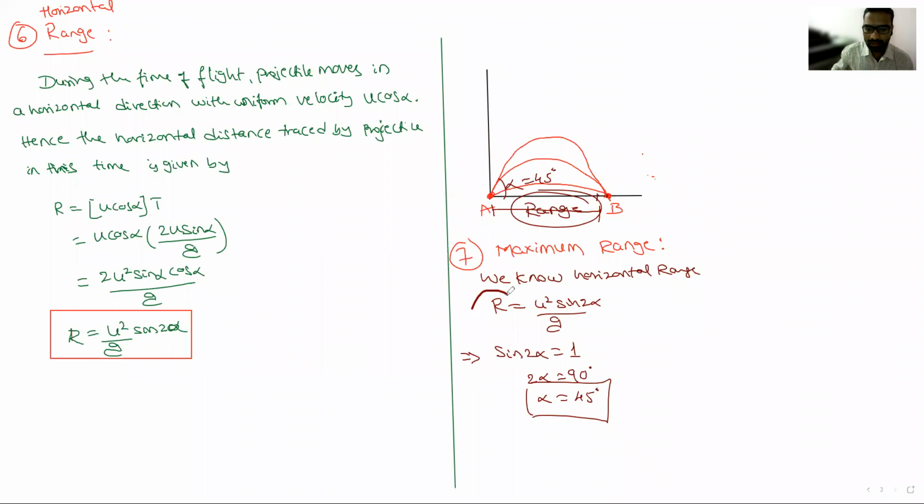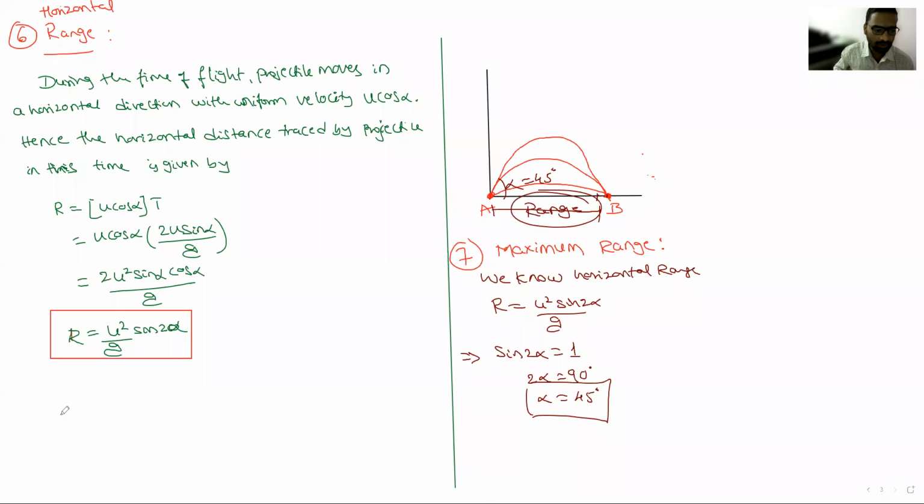Haan, in the equation, we need to find the maximum value of R. U is constant because the particle is projected like this. This is constant U. G is also constant. Which one is variable here? Sine 2 alpha is the only variable. So, when you want the maximum value of R, sine 2 alpha must be maximum.